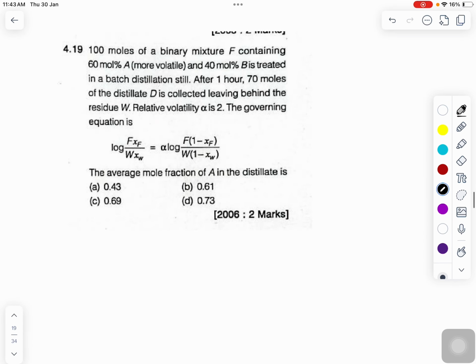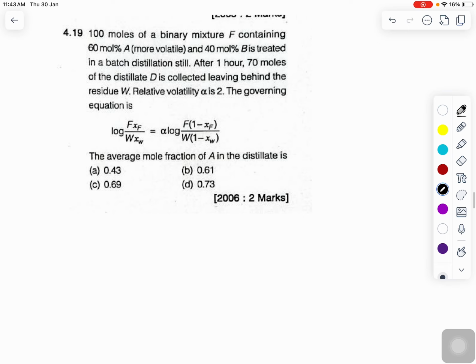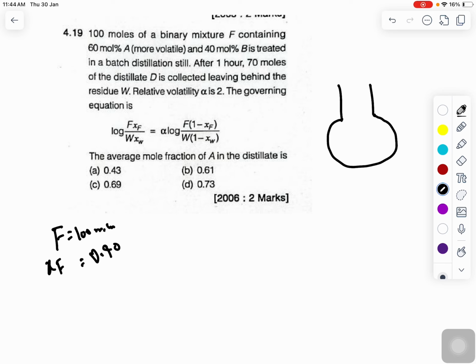After that I'll be moving towards the next problem, and the question says that 100 moles of binary mixture F. So let's say you have a batch distillation unit here, something like that. In the batch distillation unit, 100 moles of binary mixture F was there. So let's say F was 100 moles initially, and 40% A, that is 0.40, let's say XF. The feed composition is given as XF, and it is treated in the batch distillation unit. After 1 hour, 70 moles of the distillate D is collected. So D was 70 moles, and the relative volatility alpha is also given to you, 2.